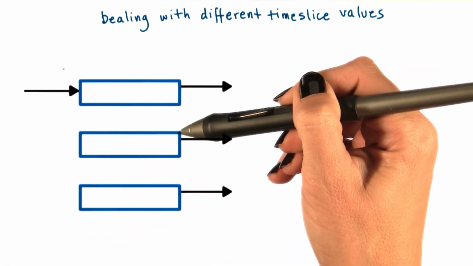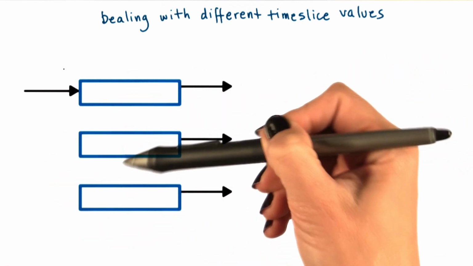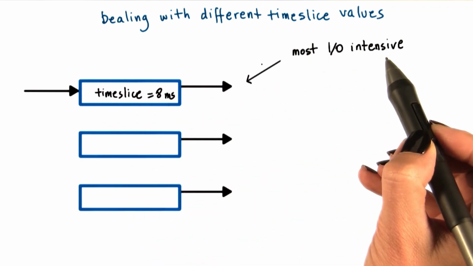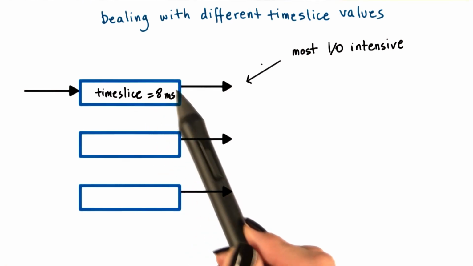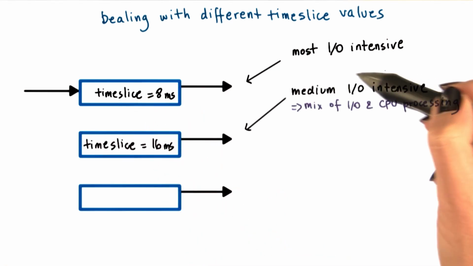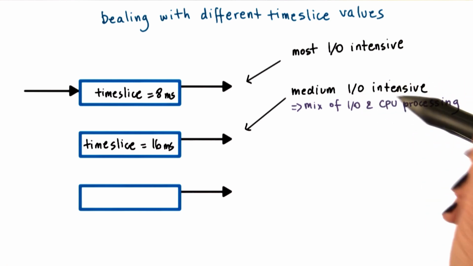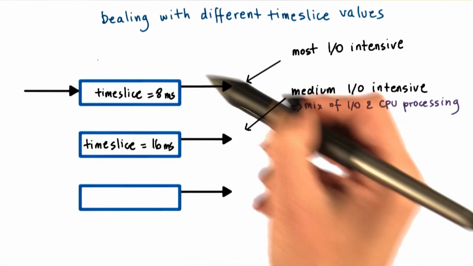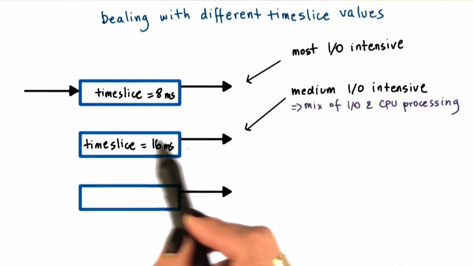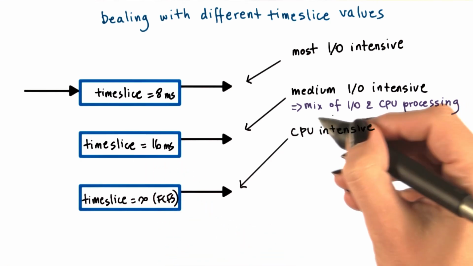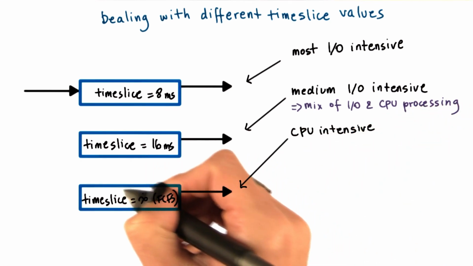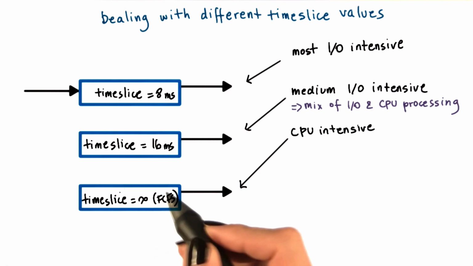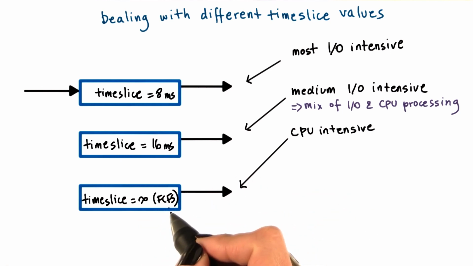It is a multi-queue data structure that internally has multiple separate queues. Let's say in the first Runqueue, we'll place the most I/O-intensive tasks, and we will assign with this Runqueue a time slice of 8 milliseconds. Let's say for the tasks that are of medium I/O intensity, so they have a mix of I/O and CPU processing, we have a separate queue in this multi-queue data structure, and here we assign with this queue a time slice of 16 milliseconds. And then for all of our CPU-intensive tasks, we'll use another queue, and here we'll associate a time slice that's basically infinite. So this will be like the first come, first serve policy.